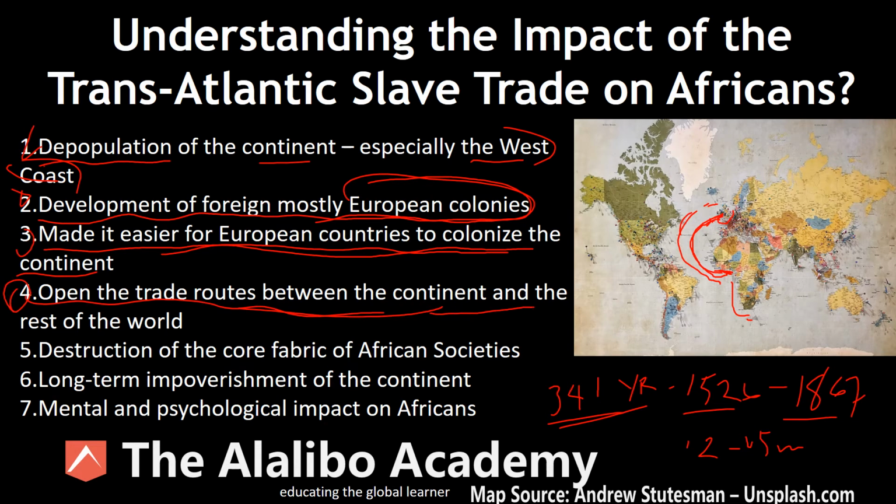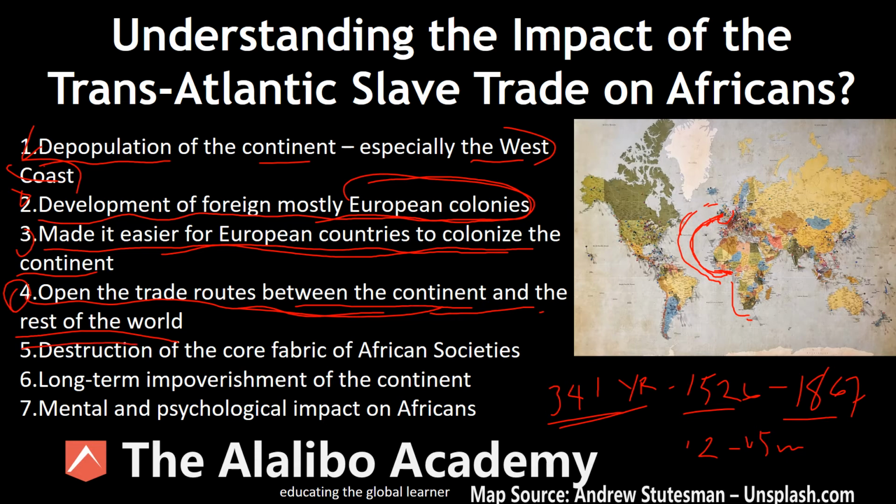Number 4 is open trade routes between the continent and the rest of the world. Right? Now most people say, oh, well, this is a positive point. What's wrong with this? Well, you have to understand that the trade was a one-way trade. The Europeans benefited from this trade. Africans did not benefit from this trade. The trade was occurring, the materials were coming from the continent, but Africans were not benefiting from it. And that's an important point to note as well.